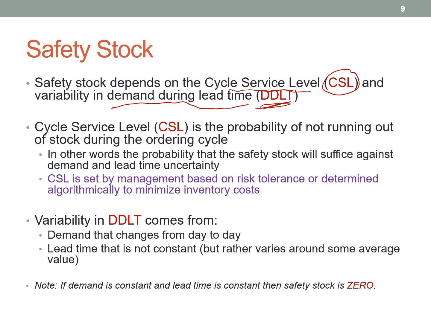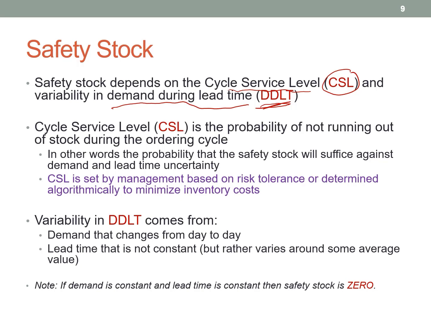Now, the purpose of safety stock is to make sure that we don't run out of stock during lead time. So obviously, it is going to depend on demand during lead time, or more precisely, the variability in demand during lead time. Service level is the probability of not running out of stock during the ordering cycle. In other words, service level or cycle service level is the probability that the safety stock will be sufficient against demand and lead time uncertainty.